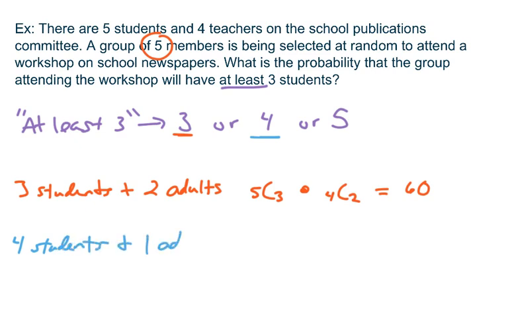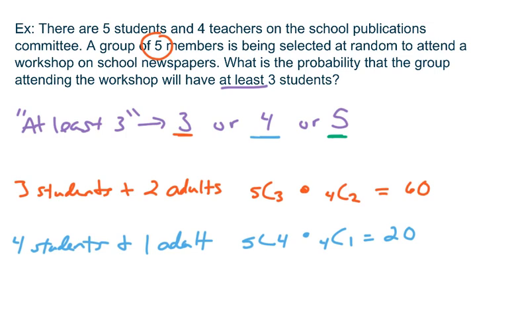and 1 adult, we're going to modify the prior formula just a little bit. We're going to take 5C, and this time we're going to do 4 because we're taking 4 students, times we got 4 adults and we're choosing 1 of them. If you do this one in your calculator, you are going to get 20 possible combinations.